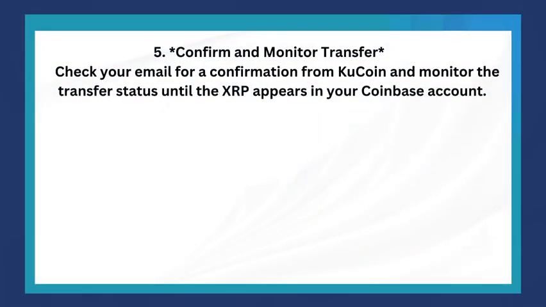The last step is to confirm and monitor the transfer. Check your email for a confirmation email from KuCoin and monitor the transfer status until the XRP appears in your Coinbase account. So yeah guys, this is how you do it.